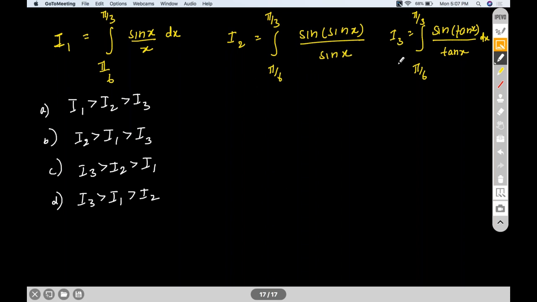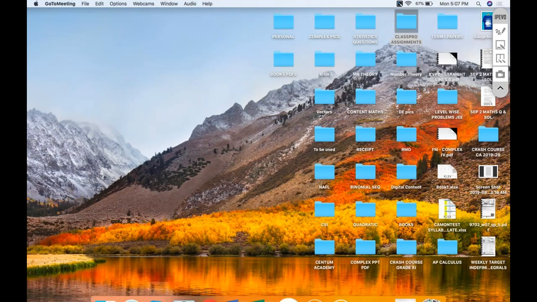See, if you see this, the structure actually looks like sine t by t kind of a structure, right? Where first your t is x, here it is sine x, and here it is tan x, correct? Now this function, I'm sure most of you would have seen when you are doing the limits chapter. It's like a wave kind of a thing. So in the interval 0 to pi, this function is a decreasing function. I'll better show you on GeoGebra also how it works.